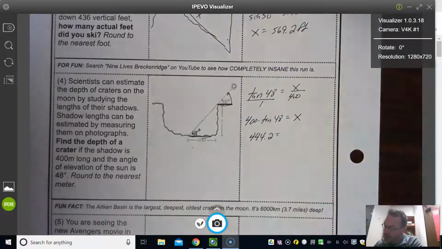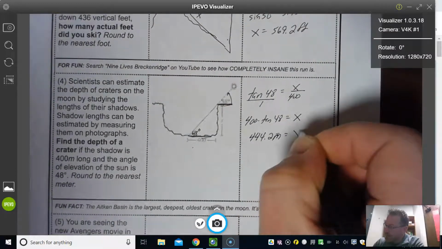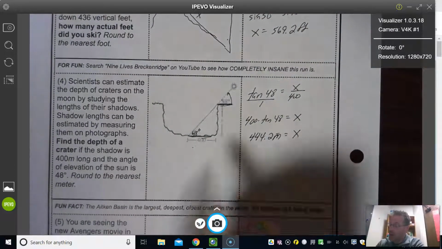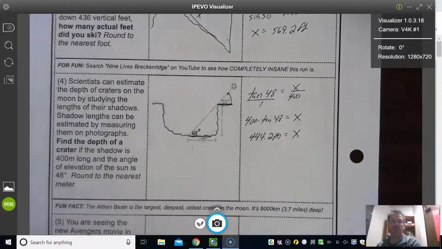And that tells me that the depth of, are we in feet or meters here? Meters. All right, the depth of that crater is a little over 444 meters.